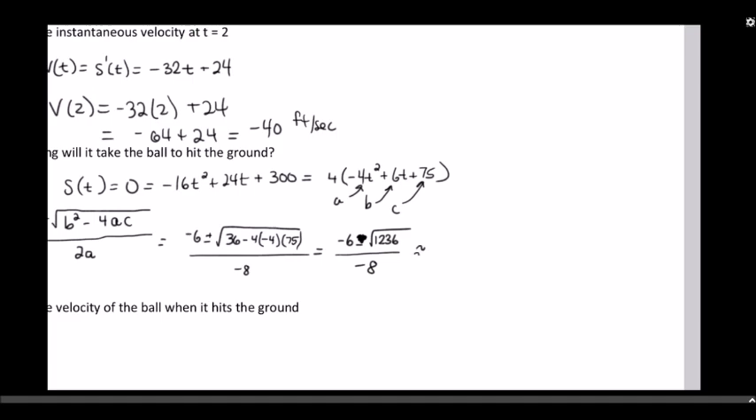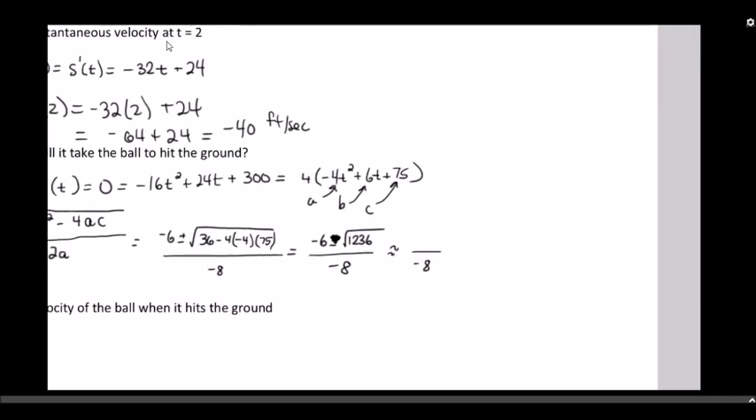So this is going to be approximately negative 6 minus 35.15 is negative 41.15. And if we divide that by negative 8, we get 5.1446.